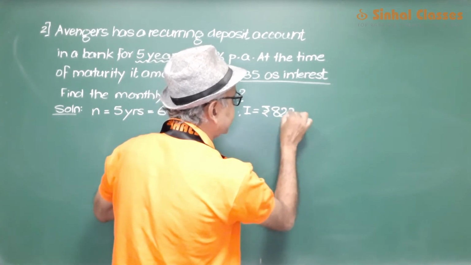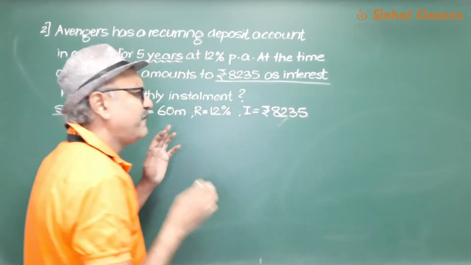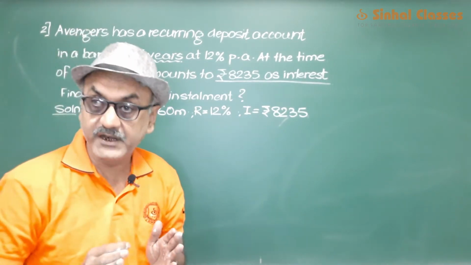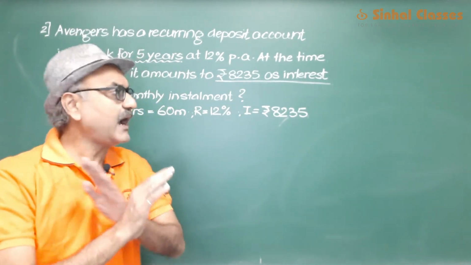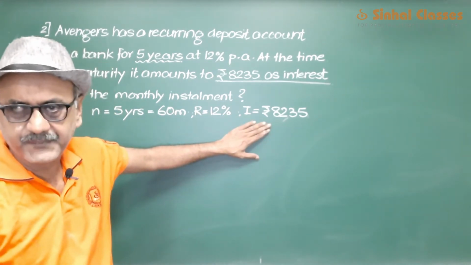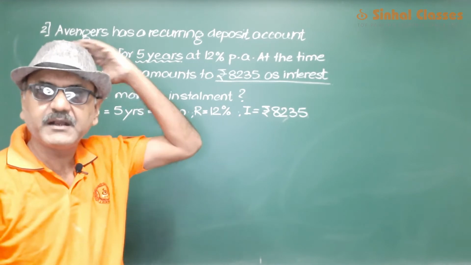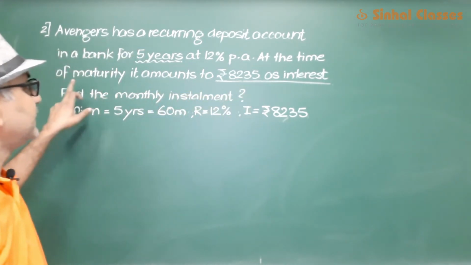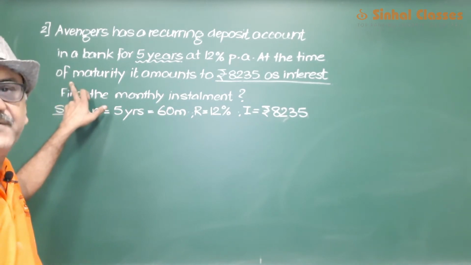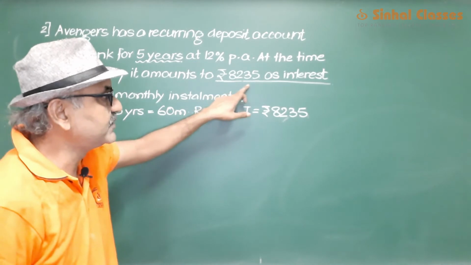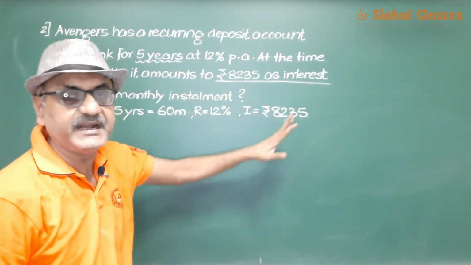When you're reading the question, you have to be very calm. You need to understand the question absolutely clearly. Why? Because at times we observe that the students make a mistake. They consider this to be the maturity value, since this word maturity is written here. This is not the maturity value. 8235 is the interest. This is only the interest.